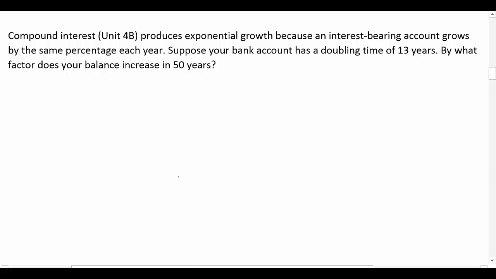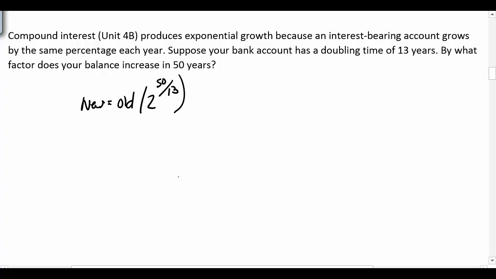Okay, so let's take a look at this. Compound interest produces exponential growth because interest-bearing accounts grow by the same percentage each year. Suppose your bank has a doubling time of 13 years. By what factor does your bank increase in 50 years? So we're just going to use our little formula and say new equals old times 2 to the t divided by the doubling time. The doubling time is 13, and we're trying to see what factor our bank account grows after 50 years, so t in this case is 50.